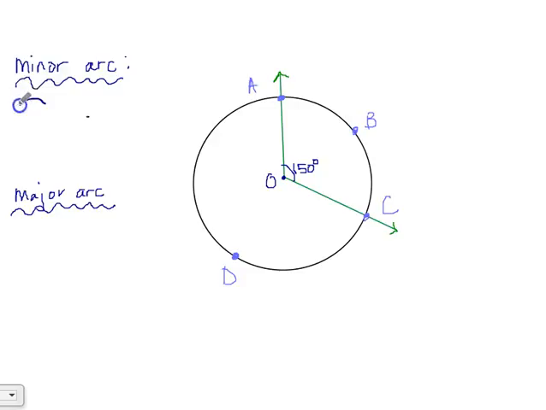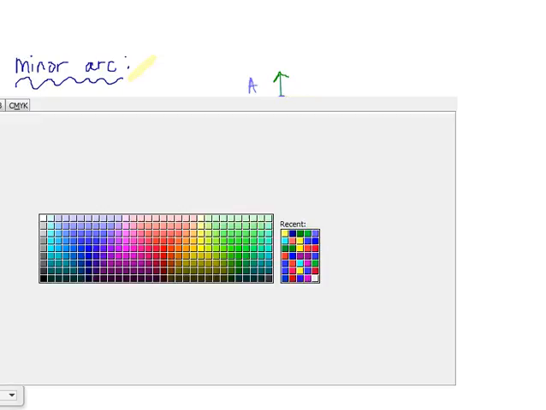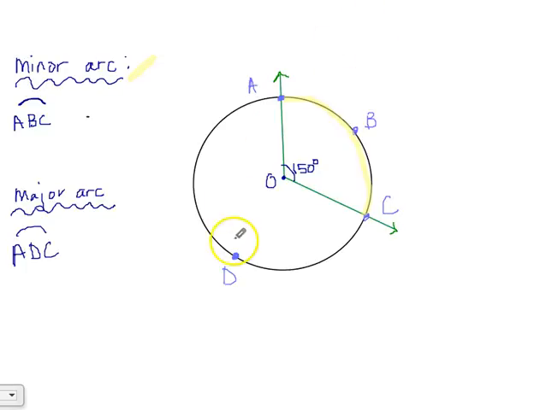The minor arc is going to be ABC. You want the points to be on the interior of the angle in order for it to be the minor arc. We'll highlight that in yellow. And what about the major arc? It's going to be arc ADC. It's going to include the points on the exterior of our angle.